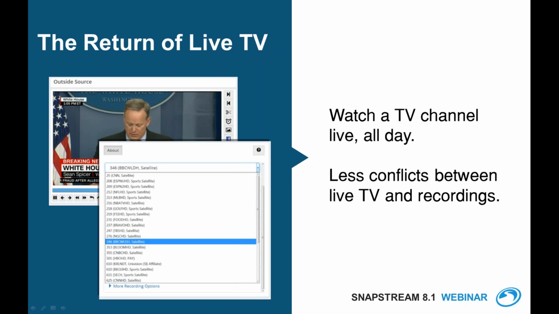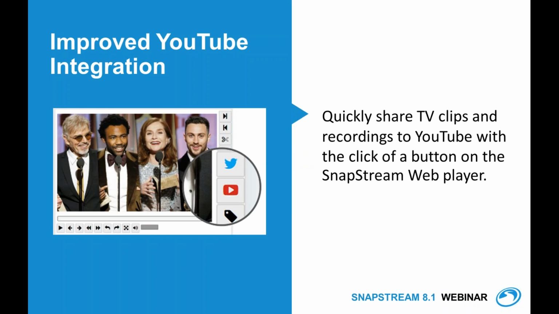Now we also have really improved the YouTube integration with this release, so that people can quickly share TV clips and recordings to their YouTube accounts with the click of a button. You'll notice now in 8.1 that there's a YouTube button right alongside your Facebook and Twitter. YouTube's been in the software for a while, but we're now making sure that it's front and center, the same as the other social networks that we deal with, where you can post content to that social network very, very quickly.